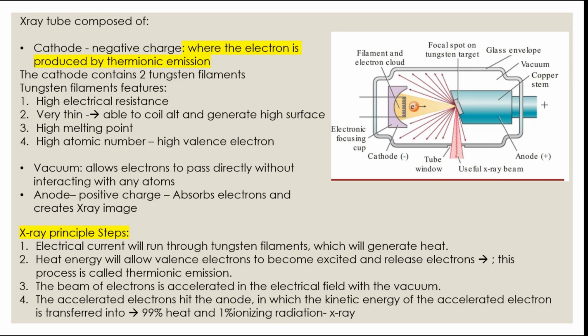Then these electrons will be accelerated in the vacuum and will hit the anode. When they hit the anode, their kinetic energy is transferred 99% to heat and 1% into X-ray, which will produce the image. Malaz? Can we skip to the next?